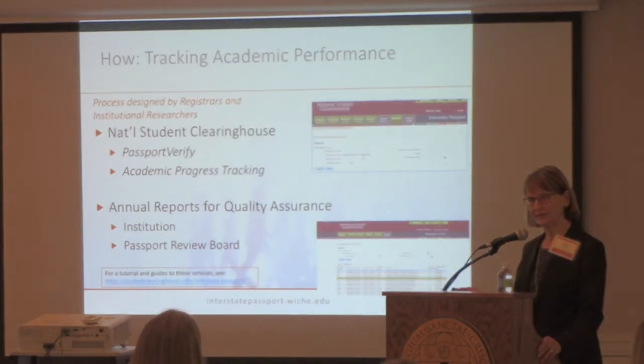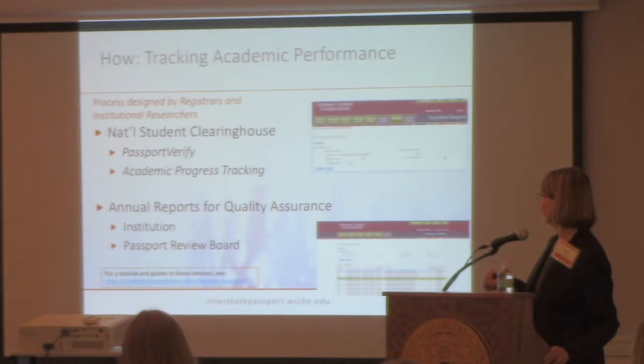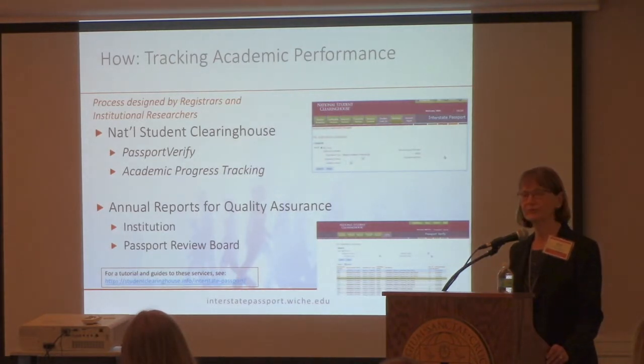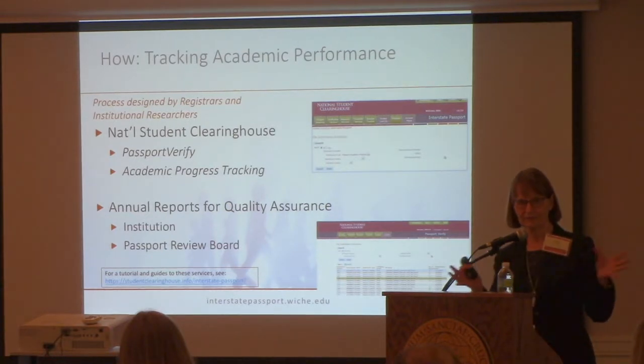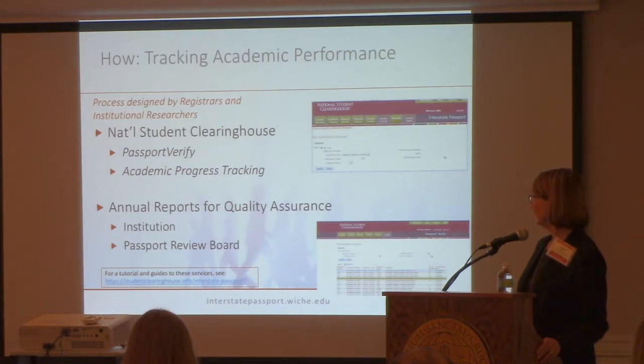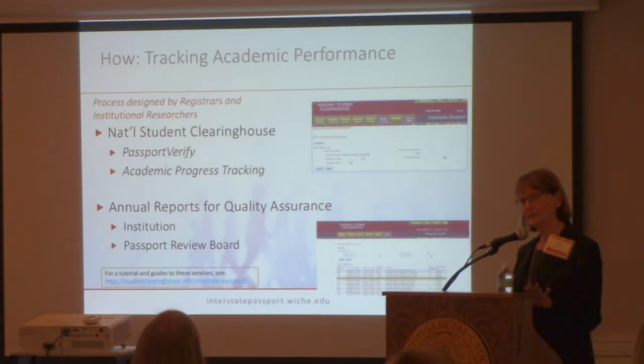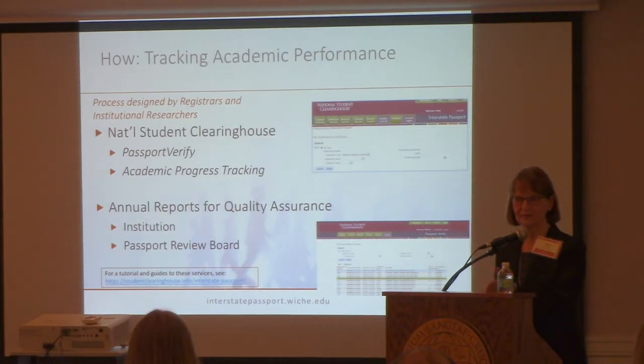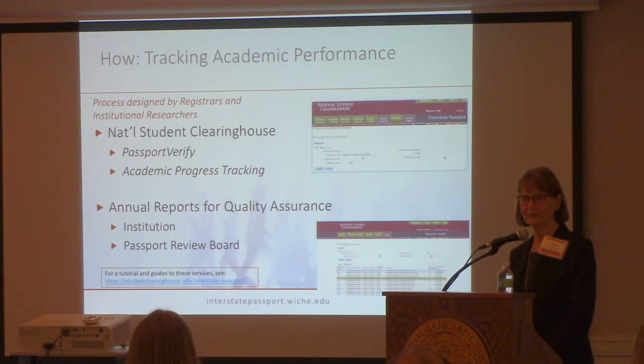So then the academic tracking is done by the National Student Clearinghouse. One part of that is Passport Verify, which is submitted along with all of your completions and degree information. All the information that you provide about students goes to the National Student Clearinghouse. Then the academic progress tracking is that when you accept a student with a passport, you report for the next two terms on their GPA and whether they persisted, along with students you have awarded passports to and students who have transferred in without a passport. This is for comparison purposes, so we can research success rates and how this affects students' success and completion after transfer.